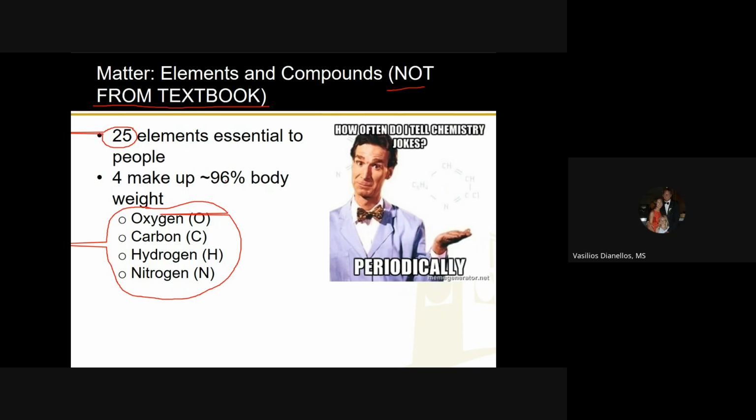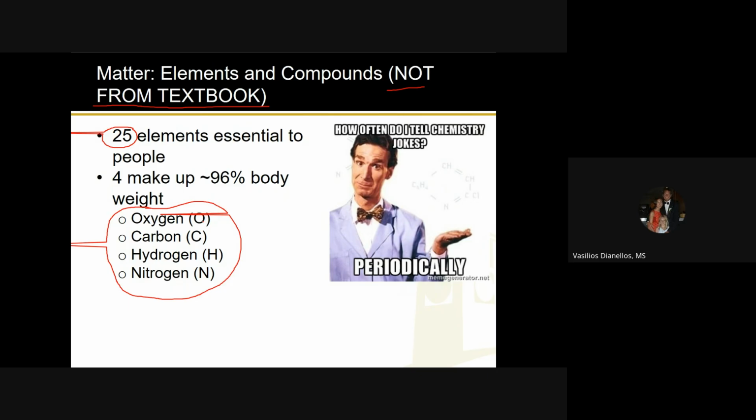That's a huge majority. So again, there's 25 total elements that make you up, and almost all of it is just these big 4. And you need to know the big 4: oxygen, carbon, hydrogen, and nitrogen. You need to know the big 4. You might have to study that, but I have a feeling you won't, because if you do the lab, you're going to be very familiar with the big 4.